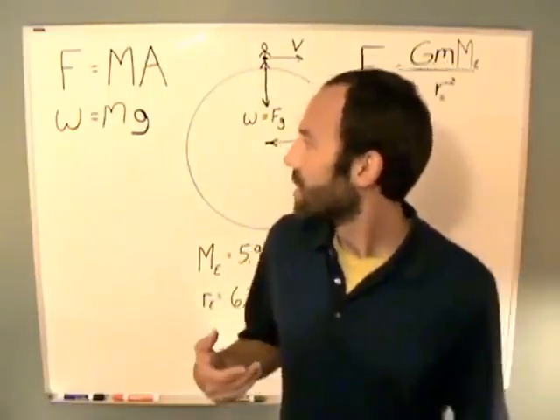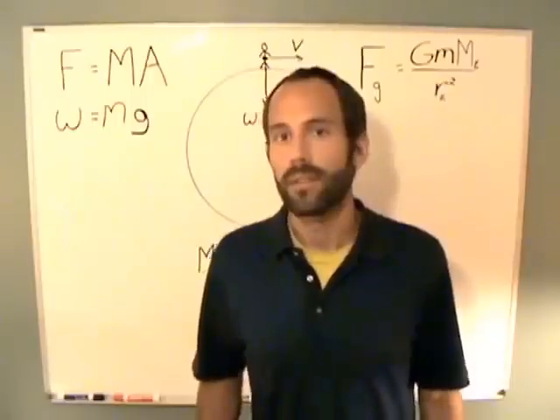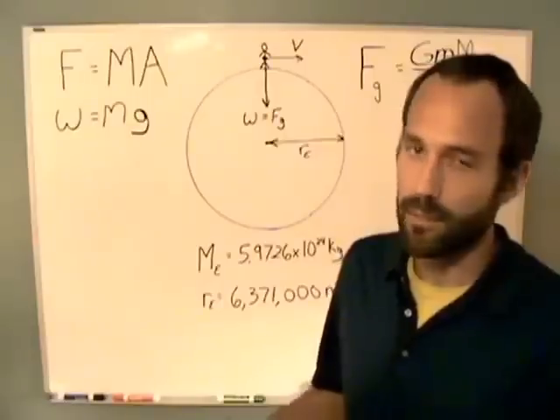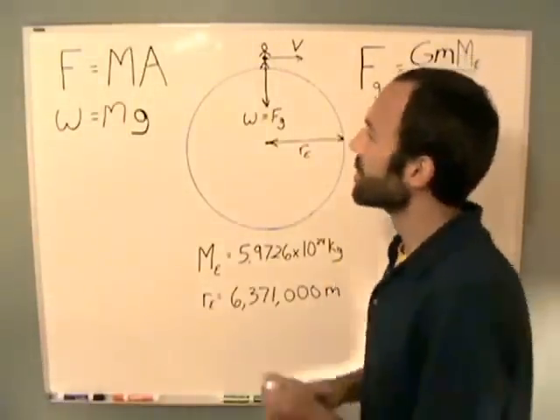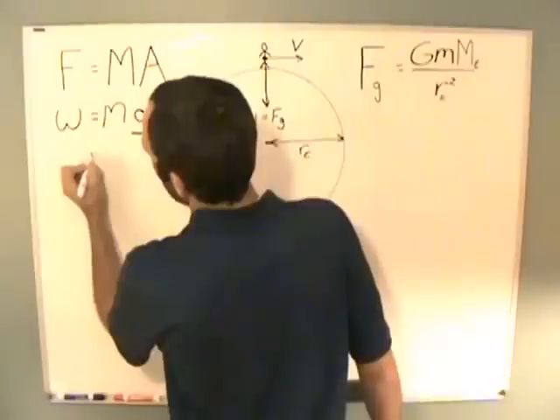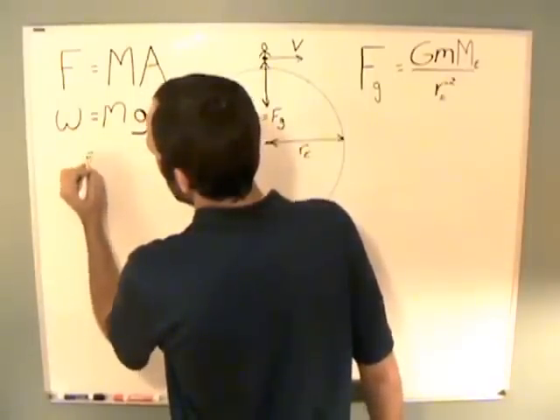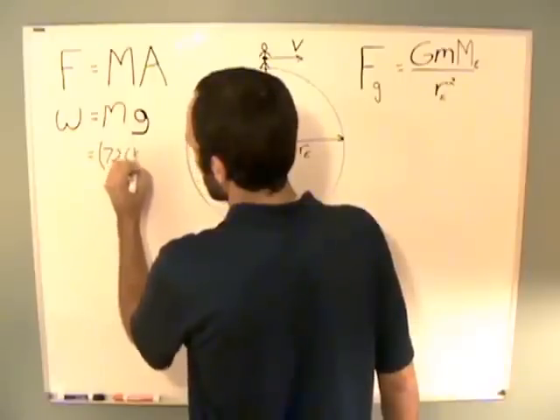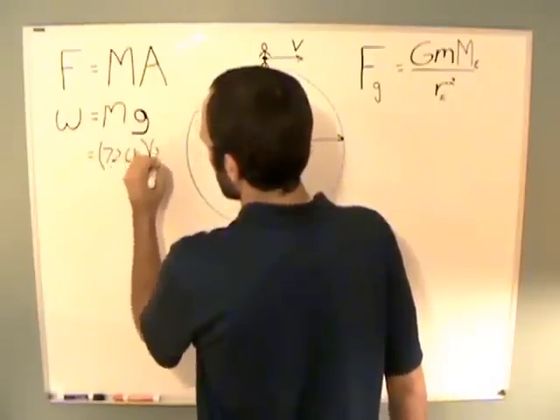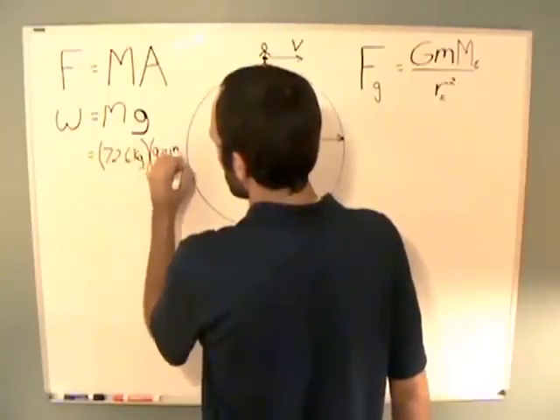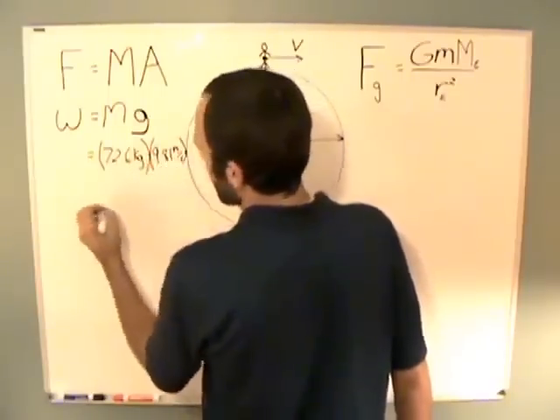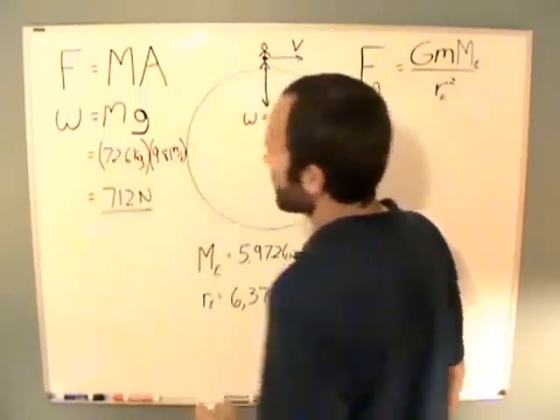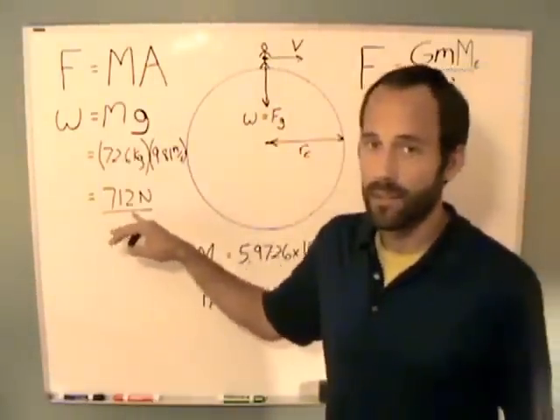So if I say my weight is 160 pounds force, I can convert that to mass in the metric system, which is about 72.6 kilograms. So my weight in the metric system would be 72.6 kilograms times 9.81 meters per second squared, which equals roughly 712 newtons. Okay? That's my weight in metric units.